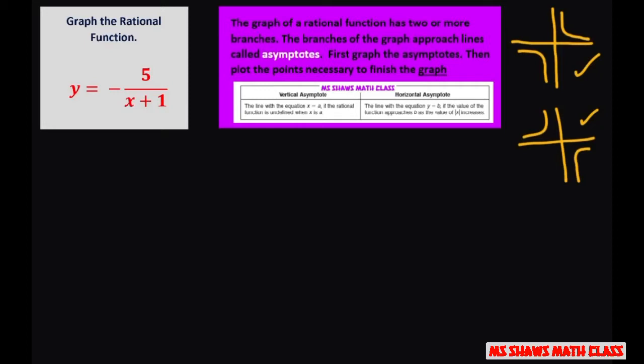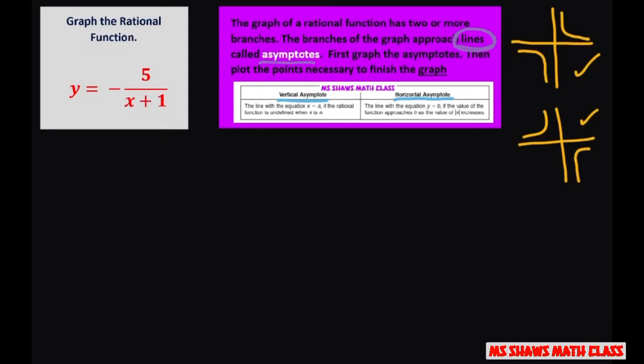Also, the branches of the graph approach lines called asymptotes. So we're going to find both the vertical asymptote and the horizontal asymptote and use those asymptotes to frame our rational function when we graph it. And then we're going to plot a few points to finish off the graph.